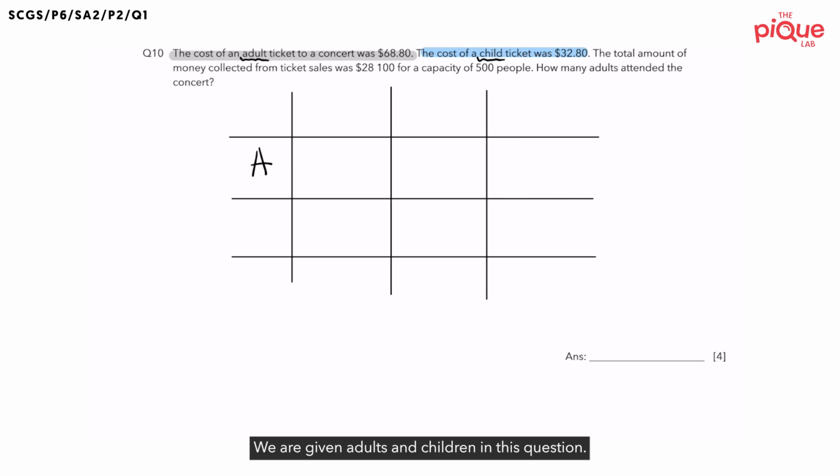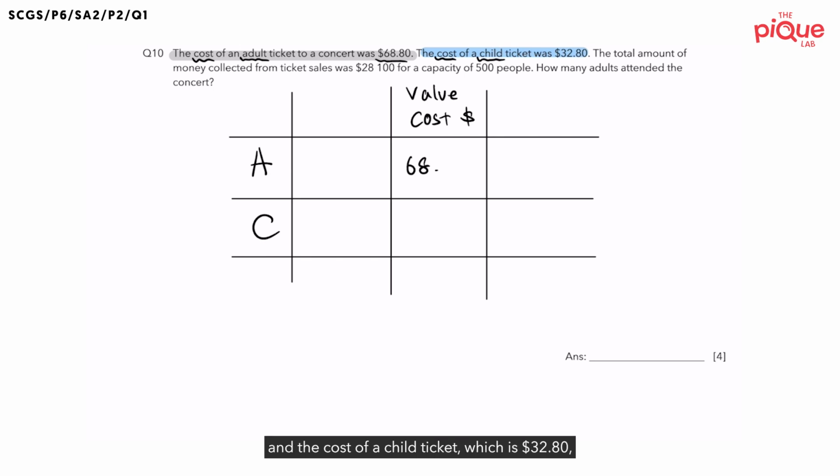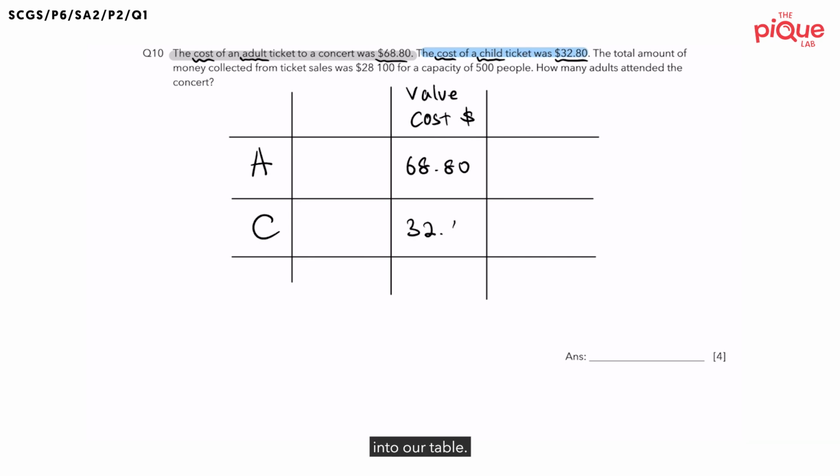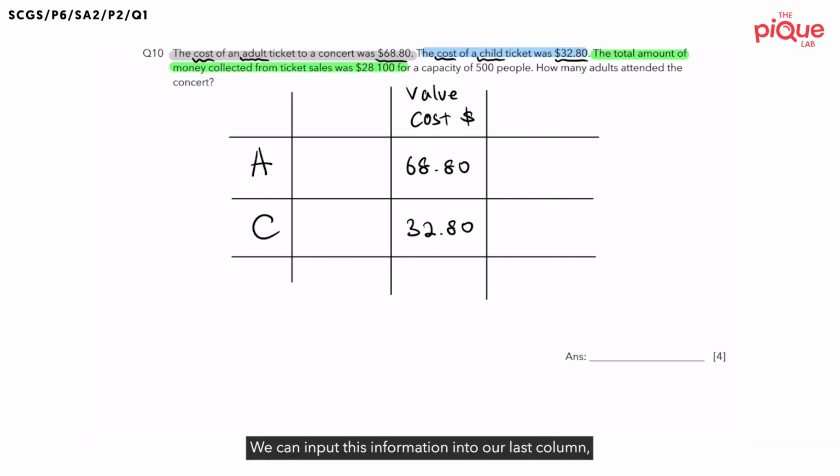We are given adults and children in this question. Also, the cost of an adult ticket and the cost of a child ticket are given, and we can easily put this under our value column. Let's input the cost of an adult ticket, which is $68.80, and the cost of a child ticket, which is $32.80, into our table. The total amount of money collected from the ticket sales was $28,100. We can input this information into our last column, which we shall label as total value.